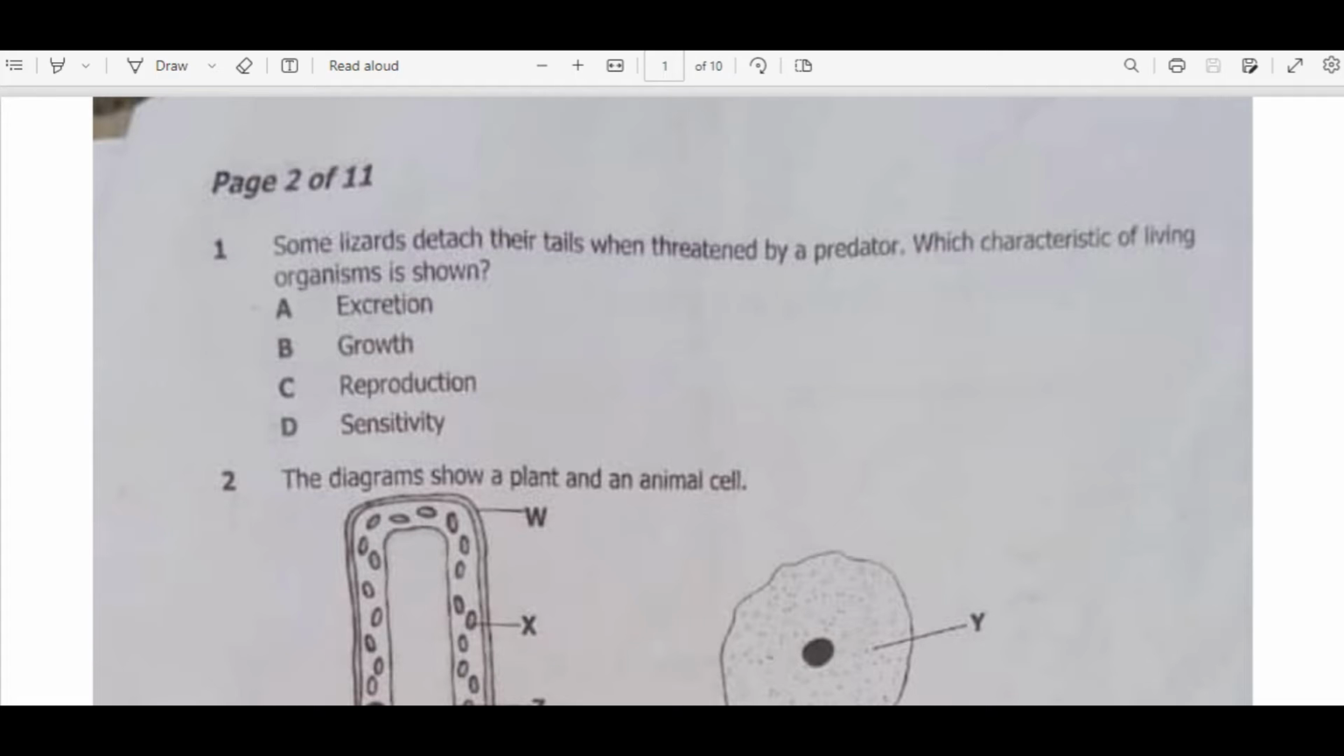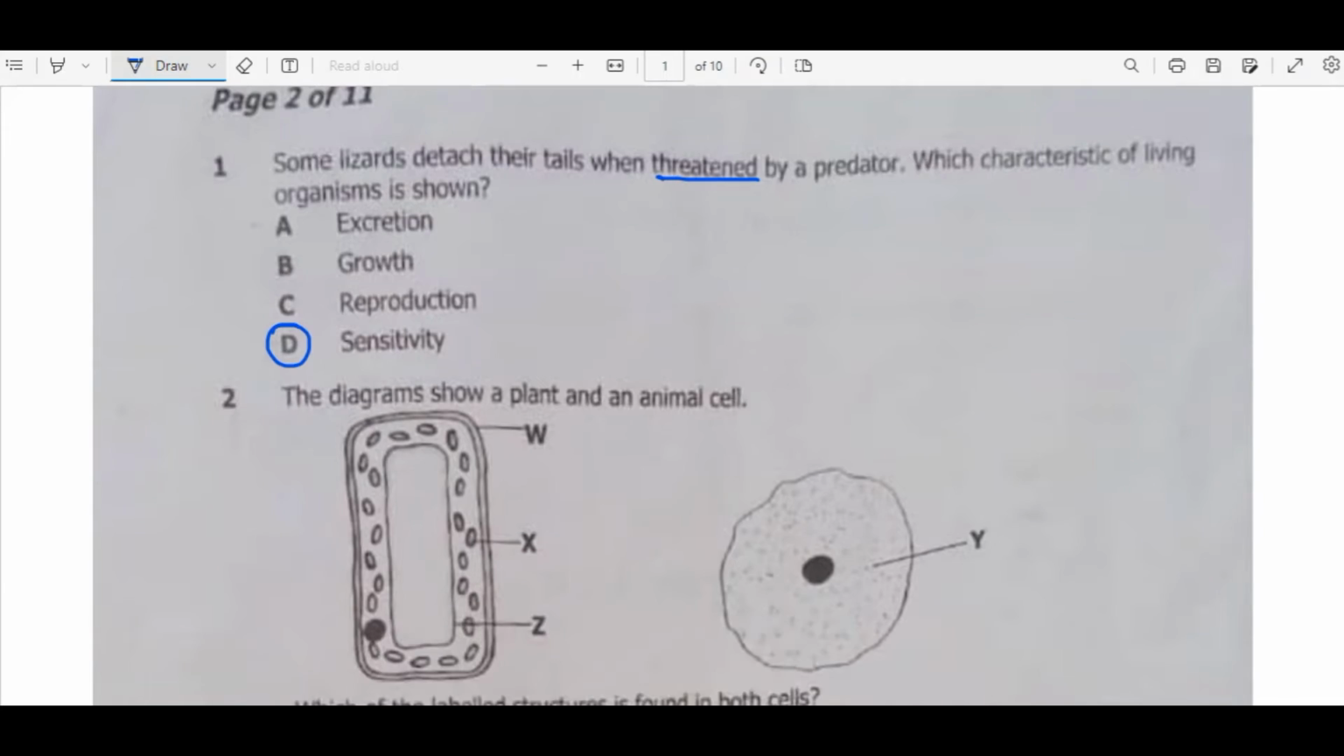Now, some lizards detach their tails when threatened by a predator. Threatened by a predator is the key word here. Which characteristic of living organism is shown? Because it was threatened, it had to move. That movement is a result of not excretion, not growth, not reproduction, but sensitivity. So the answer here is D. We can move to the second one.